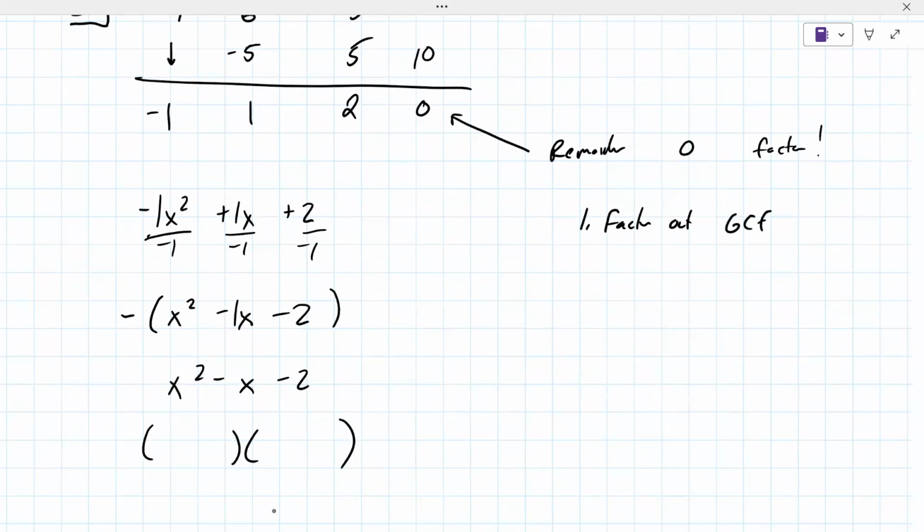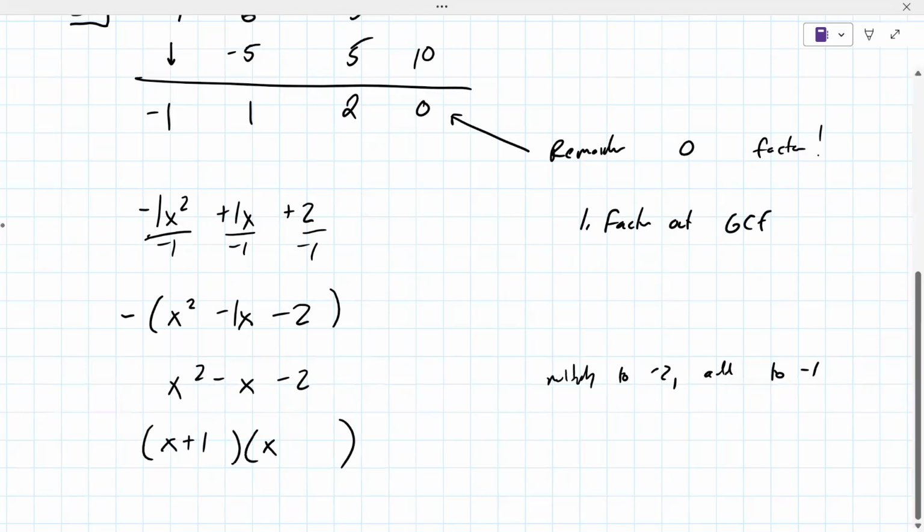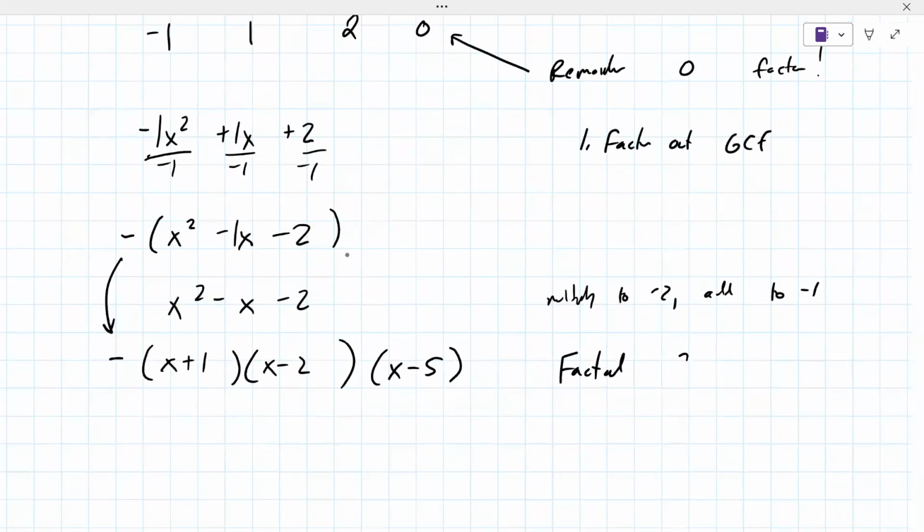You're factoring it into two binomials. So you're looking for two numbers that multiply to -2, but add to -1. Let's see. I think -2 and 1. So x plus 1, x minus 2. Bring that negative down, and then we had an x minus 5 from before. So this is considered factored form. Seen that before? Yeah.